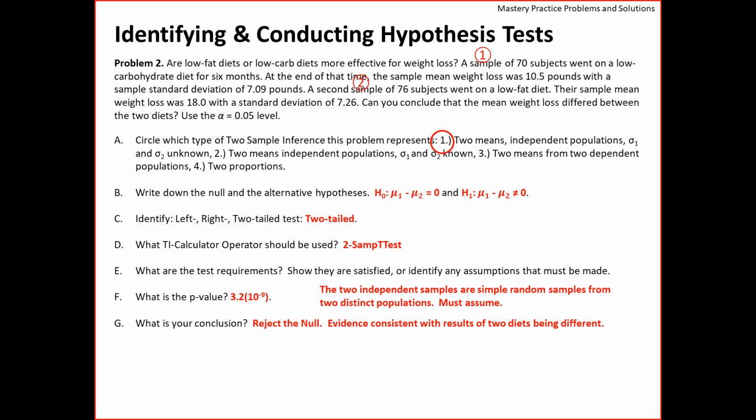When I do so, first thing I'm going to look at is P, and P is 3.2 times 10 to the minus 9, a teeny number, very far into the critical region, much less than alpha, which is 0.05. And so the conclusion is reject the null. The evidence is consistent with the results of the 2 diets being different. Okay, the requirements here were that the 2 samples were independent and they were simple random samples. But we just have to assume that's the case because it was not explicitly stated in the problem statement.